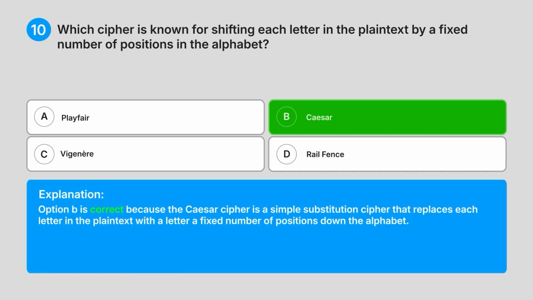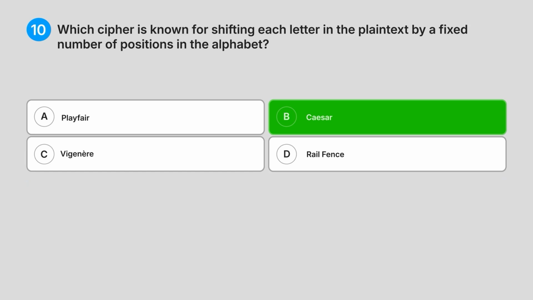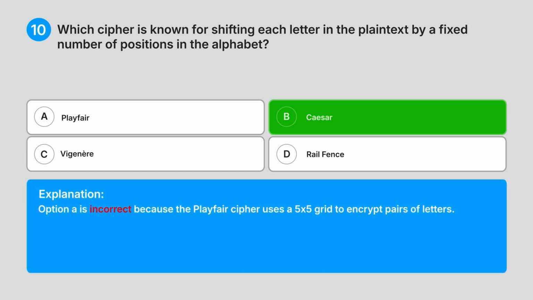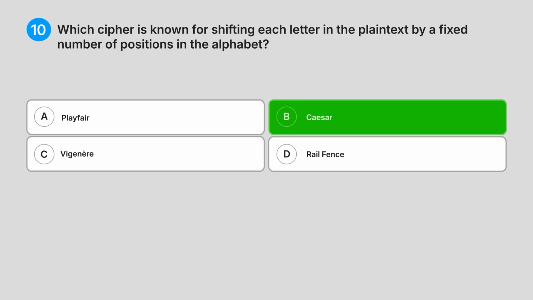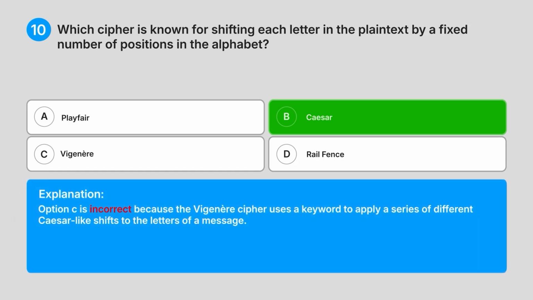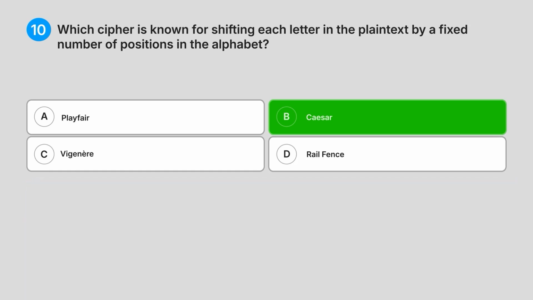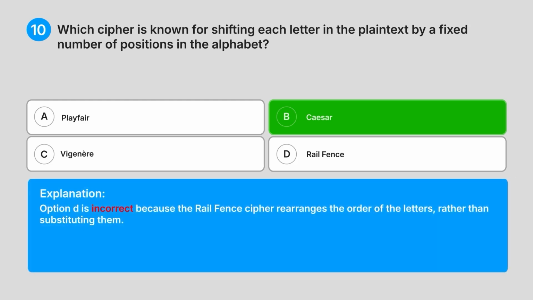Explanation: Option B is correct because the Caesar cipher is a simple substitution cipher that replaces each letter in the plaintext with a letter a fixed number of positions down the alphabet. Option A is incorrect because the Playfair cipher uses a 5x5 grid to encrypt pairs of letters. Option C is incorrect because the Vigenère cipher uses a keyword to apply a series of different Caesar-like shifts to the letters of a message. Option D is incorrect because the Rail fence cipher rearranges the order of the letters rather than substituting them.